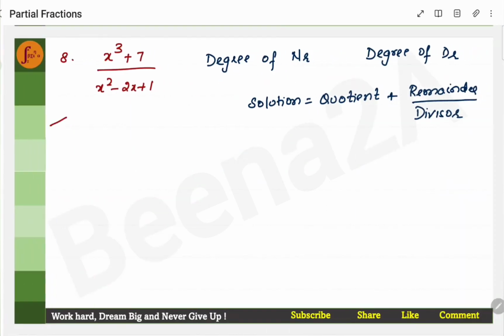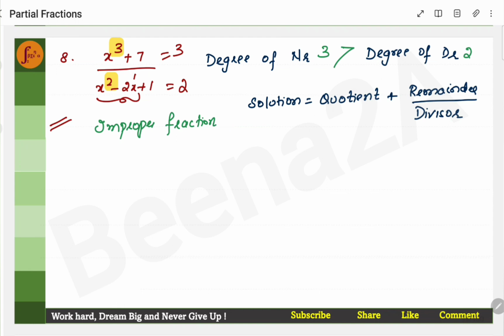Now we look at the eighth problem. Again, what is the power in the numerator? It is 3. And what is the highest power in the denominator? It is 2. Here you have two powers, 2 and 1, but the highest power is 2. And here it is 3. So the degree of the numerator is 3 and the degree of the denominator is 2. The degree of the numerator is greater than the degree of the denominator. Therefore, this is an improper fraction. So now we'll use the division method and solve it.